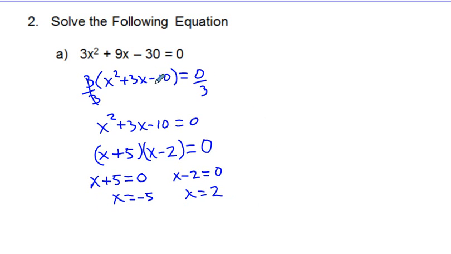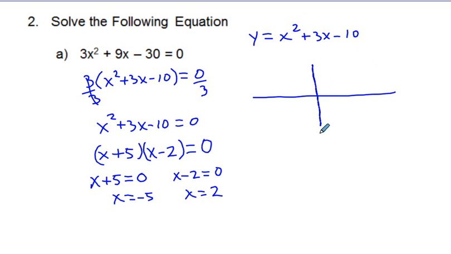Now there's another way yet to work this out graphically, like we talked about. If we consider this a function here that we factored out the 3 from as y equals x squared plus 3x minus 10, and we graphed this function, and we have our x-intercepts of x equals negative 5 and x equals 2, what does the graph of this look like?